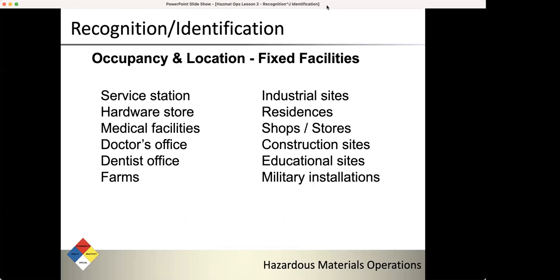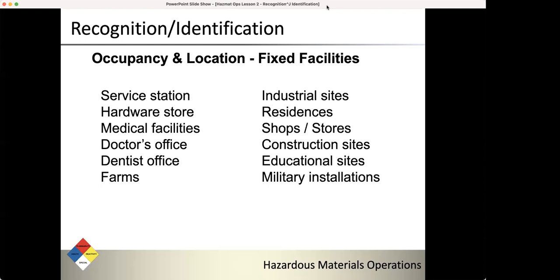Some other types of fixed facilities, as I mentioned, a service station or a garage, hardware store, medical facilities, doctor's office, dentist office, farms, industrial sites, residences, shops, stores, construction sites, educational sites, military installations. The main focus of this lesson is, you guys have heard of red flags before. These are to give you what those red flags would be.